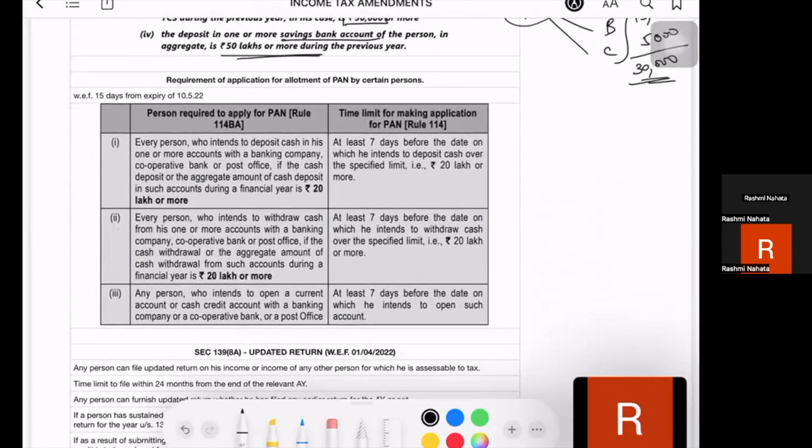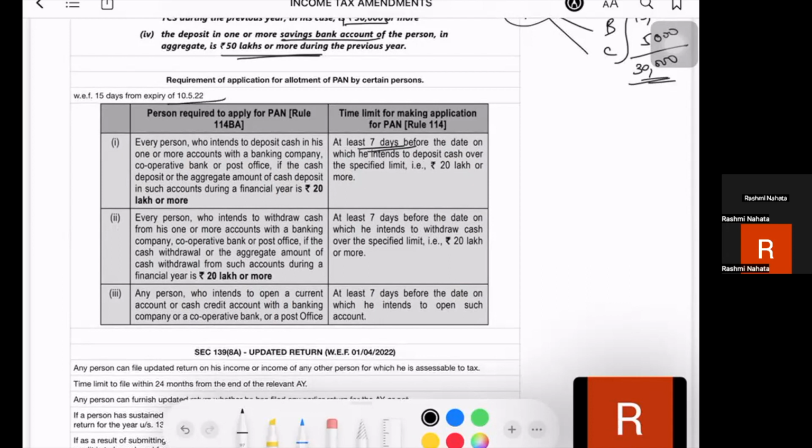Next one is the requirement of application for PAN, which will come into effect after 15 days from 10/5/2022. They have to apply for PAN. When should they apply? At least 7 days before they intend to take part in a transaction.